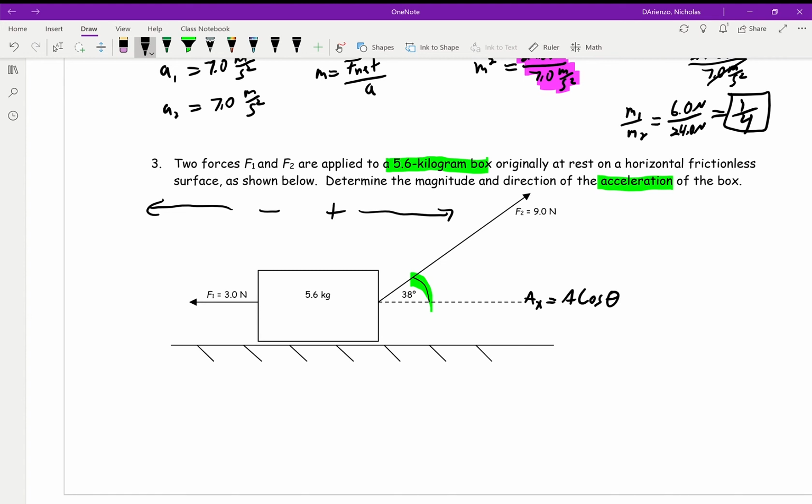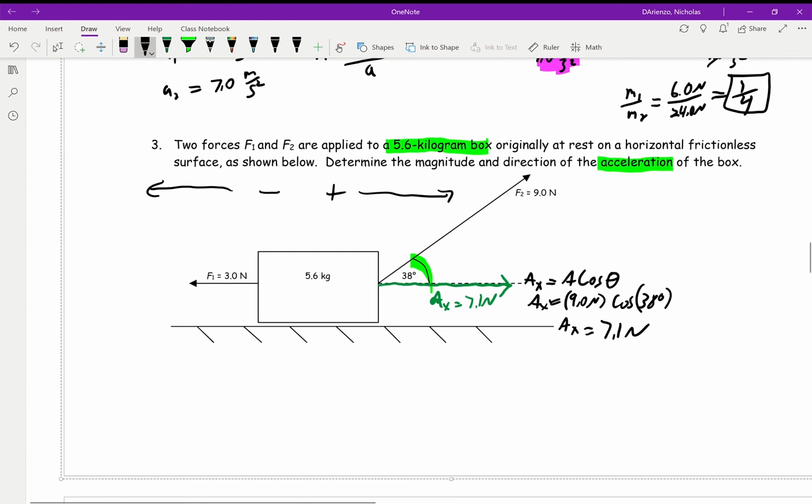So to figure that out, we're going to resolve that 9 Newton force into the x component, which we have 9.0 newtons times the cosine of 38 degrees. This gives us an F of x equal to 7.1 newtons. So this force right here, F of x, is equal to 7.1 newtons. That's the value that we want to use in order to find our net force.